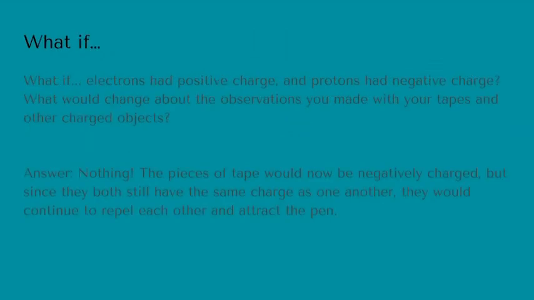So what if electrons had positive charge and protons had negative charge? What would change about the observations you made with your tapes and the other charged objects? So the answer to this is nothing. The pieces of tape would now be negatively charged, but since they both still have the same charge as one another, they would continue to repel each other and attract the pen.